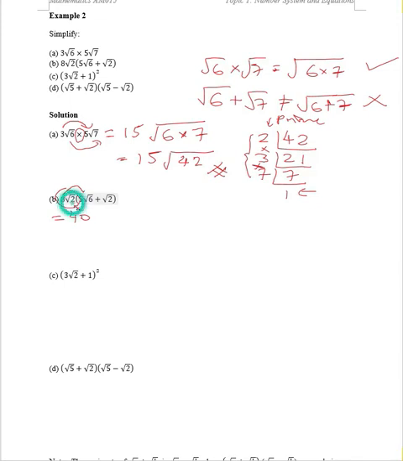and then root 2 times root 6 is just root 12. Then we have 8 times, there's no number in front of root 2, so it's just 1. 8 times 1 is 8. Root 2 times root 2 is just root 2 squared, or root 4. So this is square root of 4.